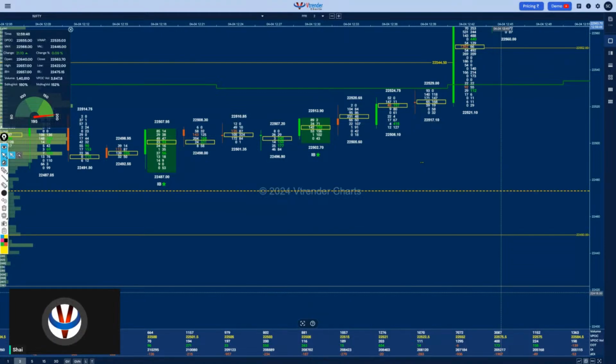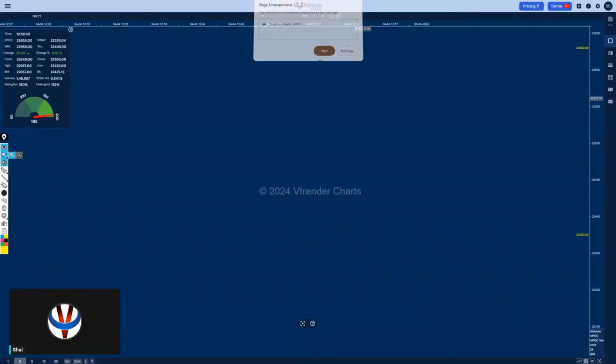So the question is, are these order flow charts available? Yes, they are available at charts.vtrender.com. Order flow is a super premium product. Do not confuse it with the normal candlesticks or the bar charts, which are available. This is the demand and supply seen live, right? So what basically typically happens.